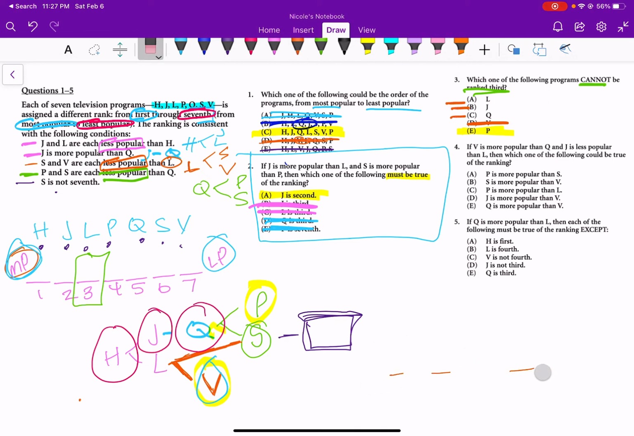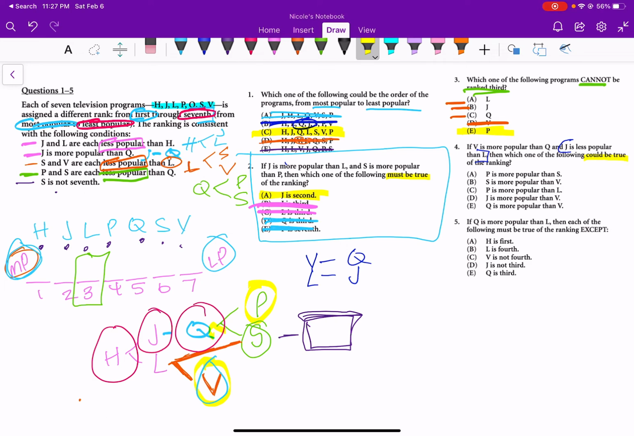All right, 4. If V is more popular than Q, and J is less popular than L, so J being less popular than L is the same as L being more popular than J, which of the following could be true of the ranking?